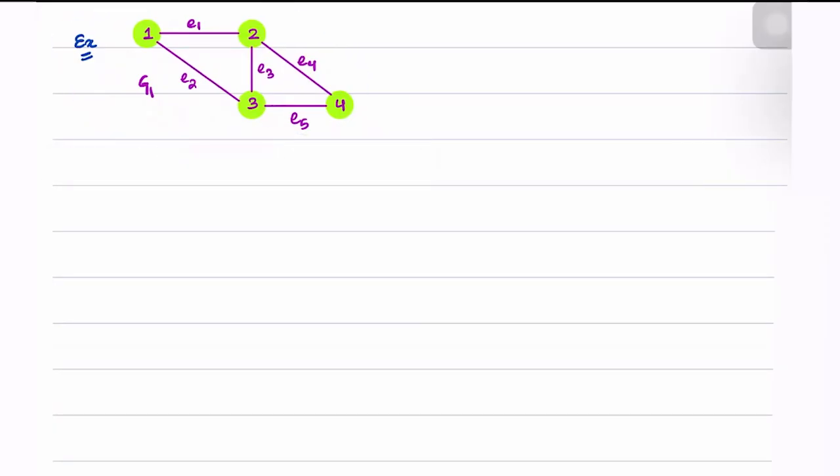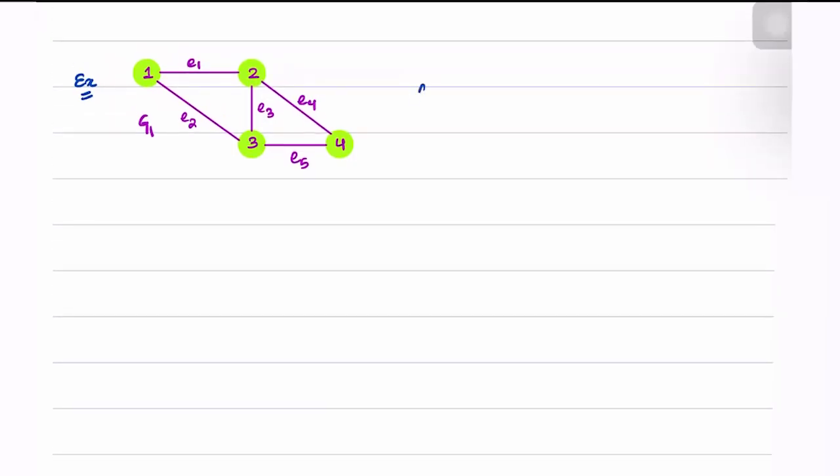Suppose we have this example. Now let's write what the Laplacian would look like. Laplacian is equal to D minus A, and this has 4 nodes, hence it's a 4 cross 4 matrix. So I'll directly write up what the expression would look like.